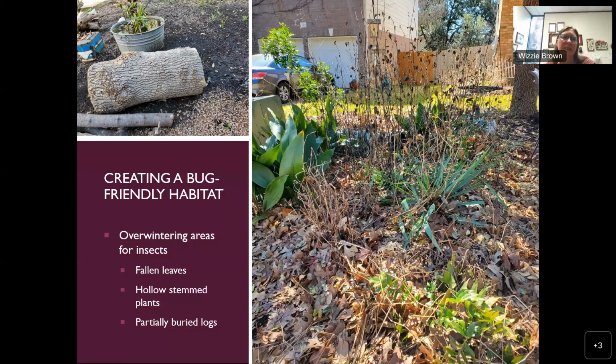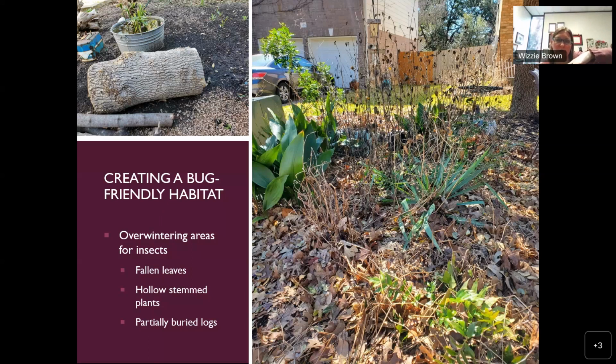Another one that I did last year or the year before, I don't know, it's all a blur at this point, I did a partially buried log. So I have this giant log and you can see that it's kind of at an angle and I buried part of it in the soil. And so that soil level is going to allow water to kind of wick into the log and it starts to help that decompose. So we are having decomposing wood.